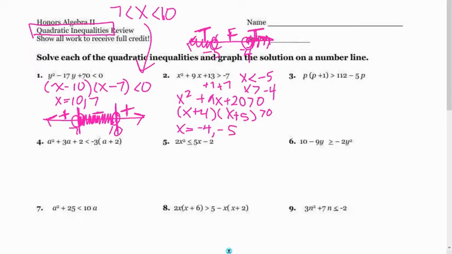This one I need to get everything on this right side over to the left side. Before I do that, though, I'm going to distribute. So I get p squared plus p greater than 112 minus 5p. Add 5p to both sides. Subtract 112 from both sides. So I get p squared plus 5p minus 112 greater than 0. And you now need to factor: factors of 112 that add to 5.